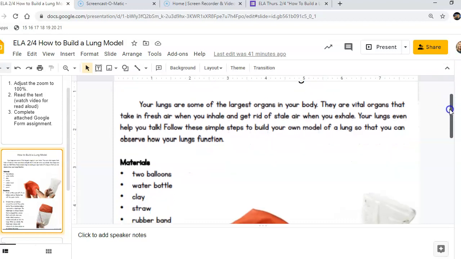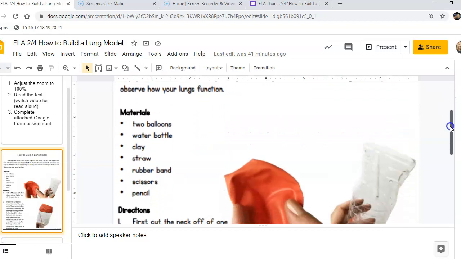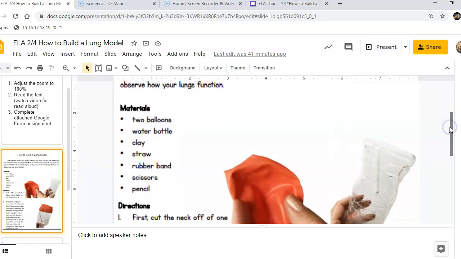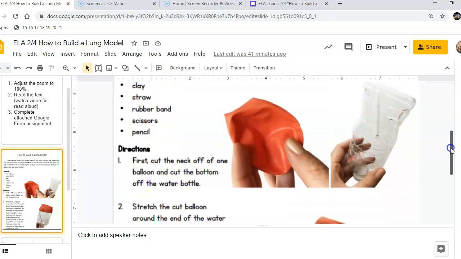Okay. So the next thing they show us is the materials that we need. And remember, these are bullet points. And these are the materials. You need 2 balloons, a water bottle, clay, a straw, a rubber band, a pair of scissors, and a pencil. All right, next we have the directions.